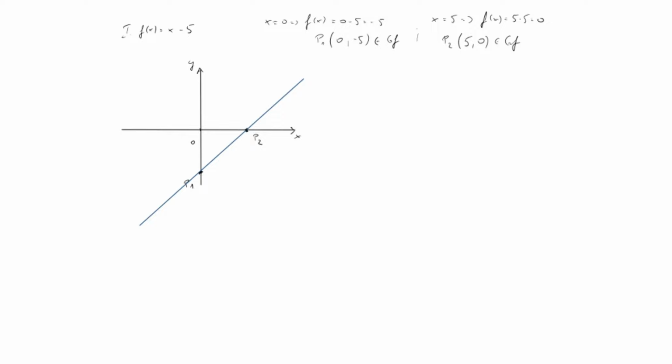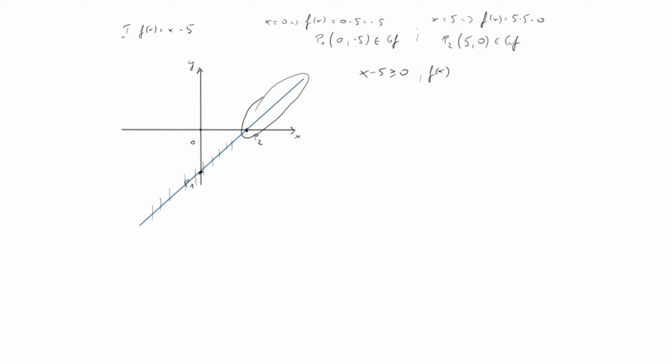Okay, this is our function, but we had a condition. The condition was that x minus 5 should be greater or equal than 0. So this is f of x. That means that we take into consideration only the part which is positive, and this part here is excluded.